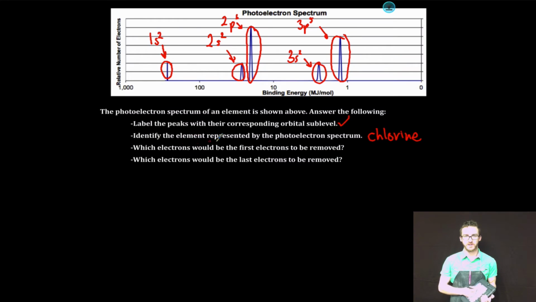Boom. Which electrons would be the first electrons to be removed? It's going to be those electrons that are furthest from the nucleus, the ones that require the least amount of energy. In this case, it's going to be the 3p electrons. Boom. Which electrons will be the last electrons to be removed? They're going to be the ones that are closest to the nucleus and require the greatest amount of energy, our 1s electrons. Boom. Photoelectron spectroscopy practice done.